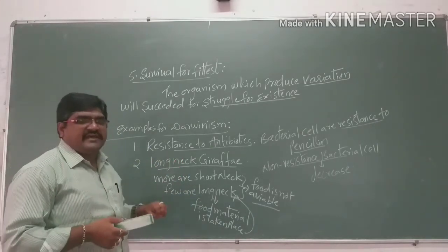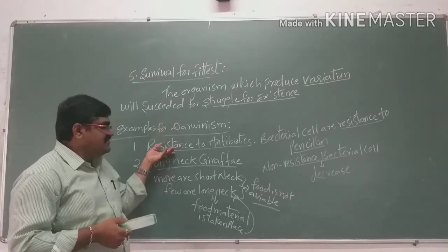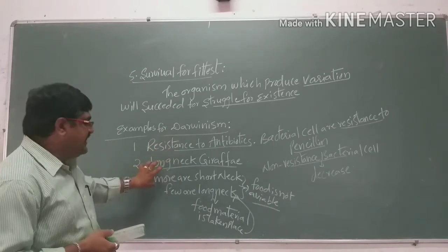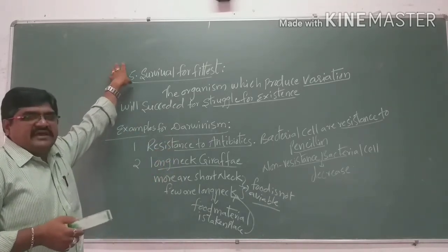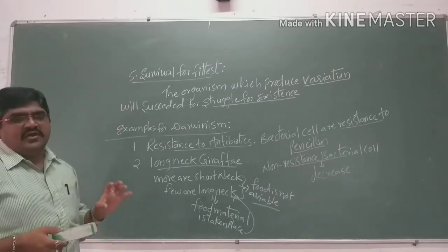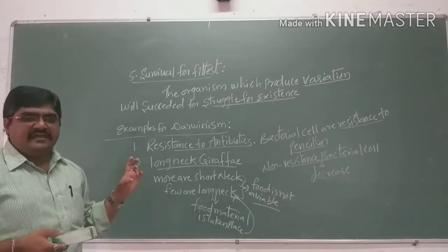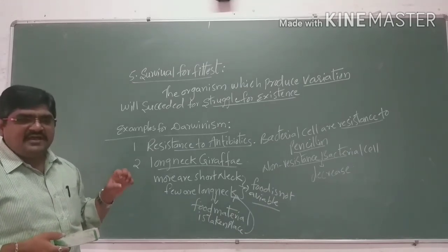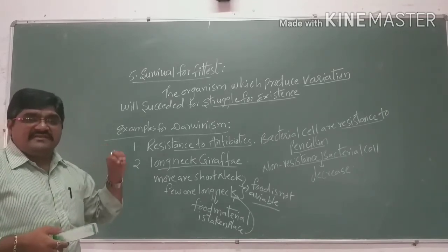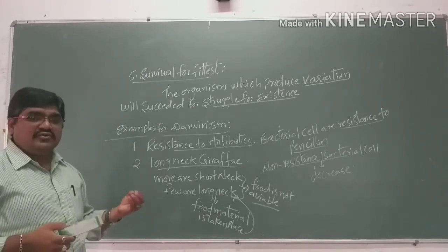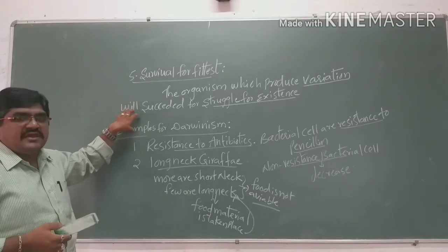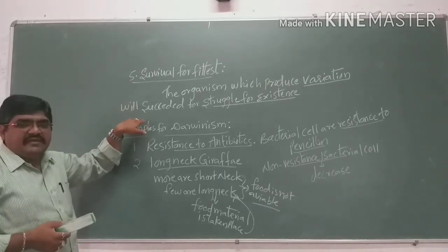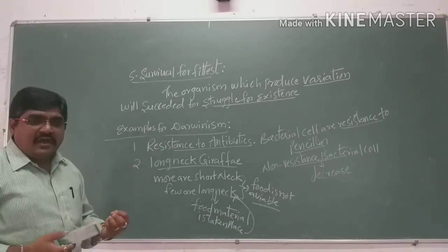So these are the examples of Darwinism: resistance to antibiotics, as well as long neck and short neck giraffes. These two examples explain the survival of the fittest. The five principles are: production, constancy of size, variations, struggle for existence, and survival of the fittest. These are Darwin's principles, three observations and two conclusions, which are utilized up to nowadays also.